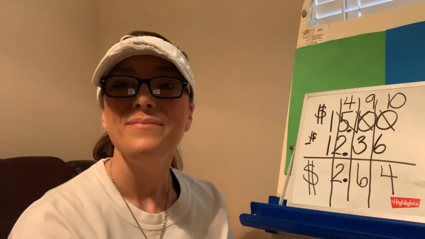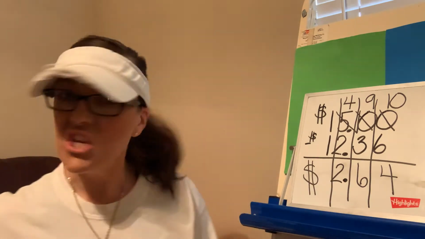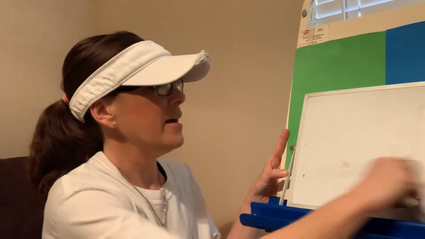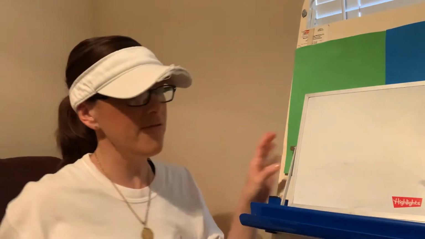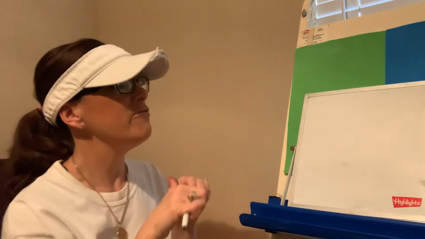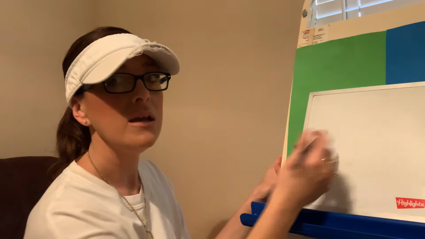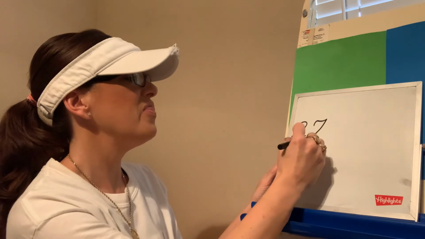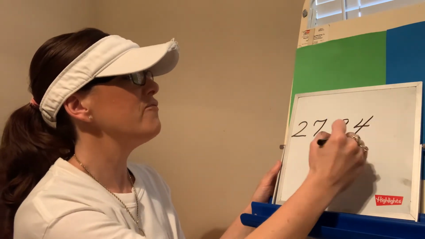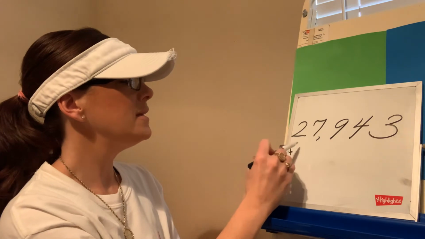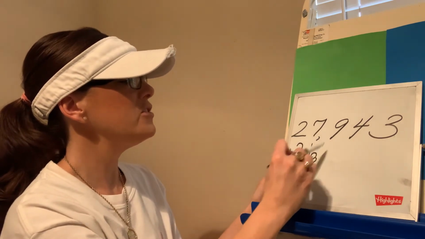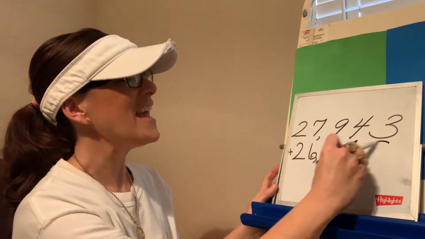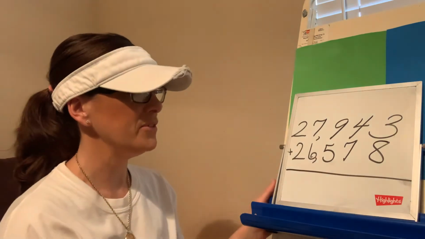Happy borrowing. Oh, and you know what? Just for a challenge, you know what we should do? Let's show an example of how to add with regrouping before we go. So let's just refresh our memory. Let's come up with a really good one. Let's do a 5-digit number. How about 27,943 plus 26,578. I just came up with some random numbers there.